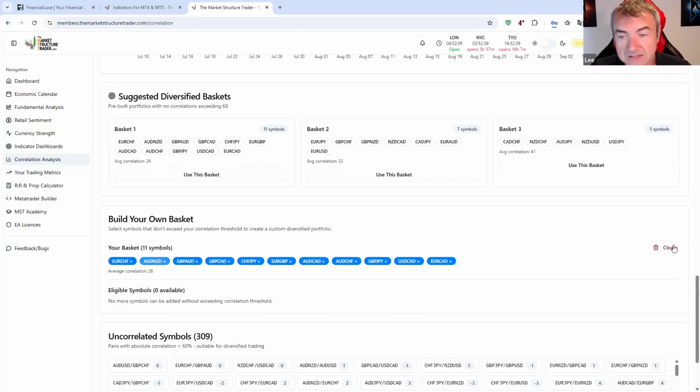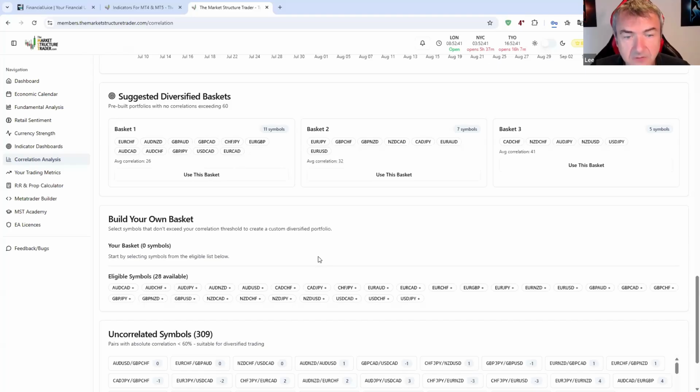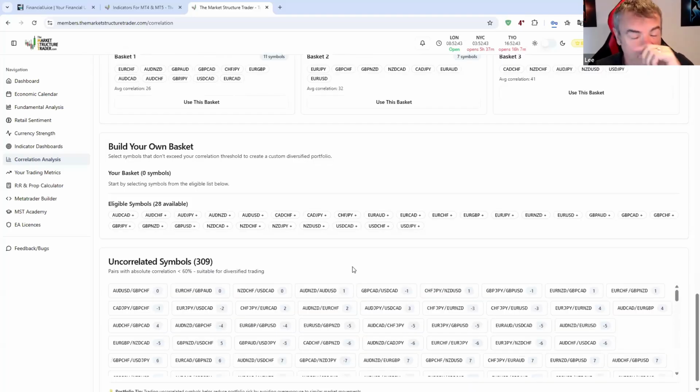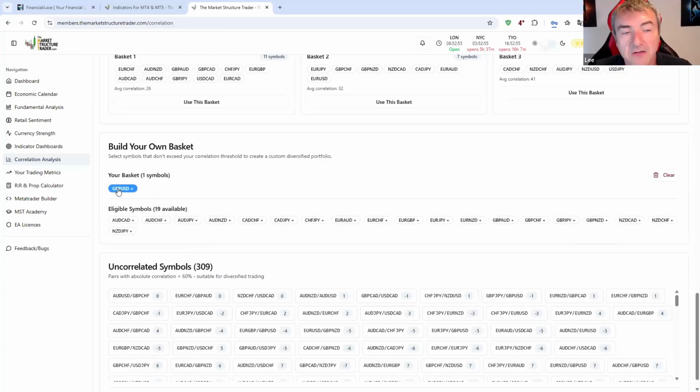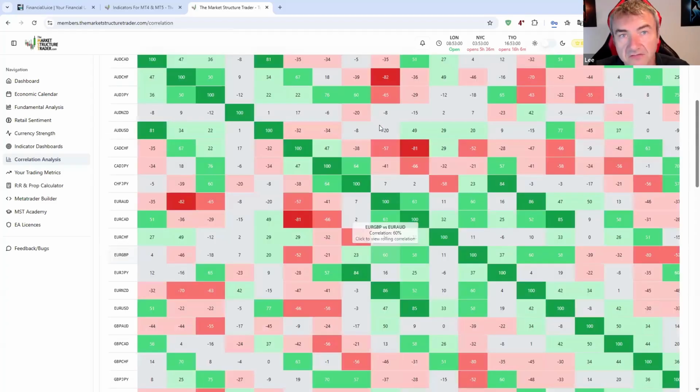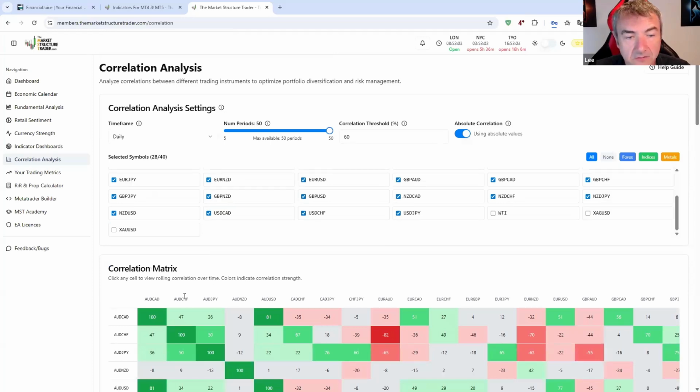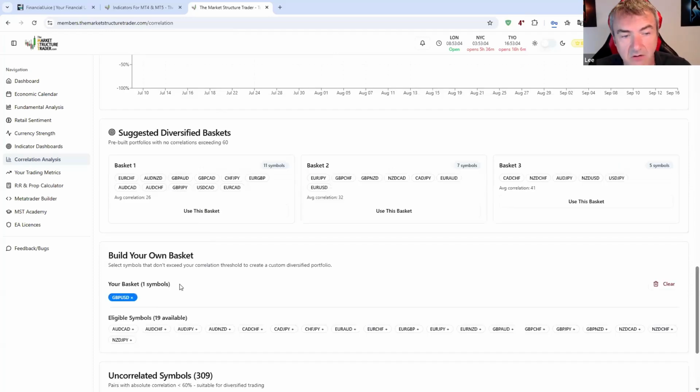Now, you can also create your own baskets down here. Say, for example, I definitely want to trade the pound US dollar because I'm in the UK and I love trading pound US dollar. It's my favorite instrument. I'm really good at it. So what this will now do is give you eligible symbols you can trade alongside that are no more than 60% correlated together. You can see I've got a choice now of 19 available symbols.